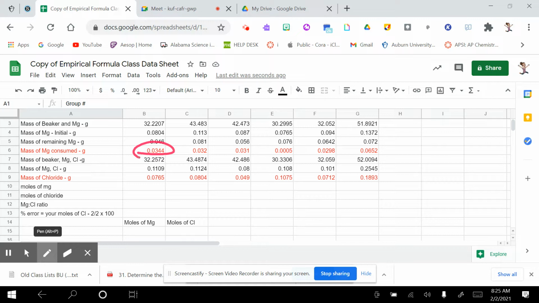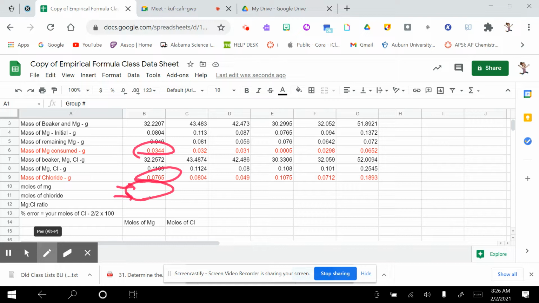All right, so you're going to change these grams to moles for all 5 or 6 groups, and then you're going to do the same thing with chlorine, and that's going to go in here and here. You're going to get a ratio. That ratio is going to be your empirical formula. So to get the ratio, you're going to divide each one of these numbers by the smallest number. Okay? That will give you your empirical formula.